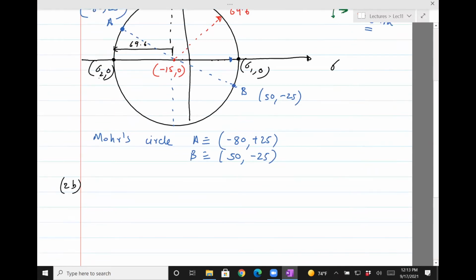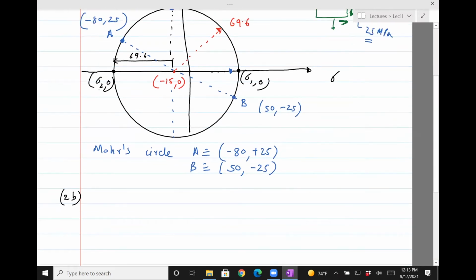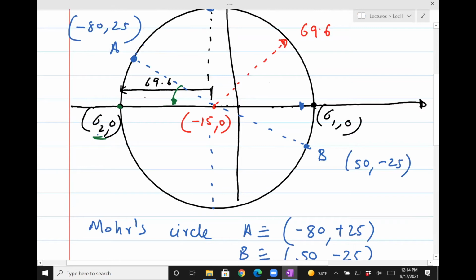Okay, so I need to find the angle made by the principal stress with the face A. That's what I'm after, and this can be easily obtained from the figure. You can see that the angle made by A with principal stress sigma 2 is going to be this way. In our notation, it's 2 phi P2. S is for shear, so 2 phi P2.